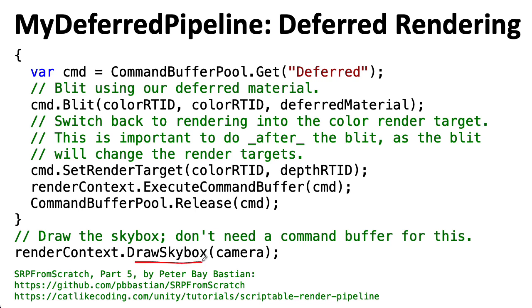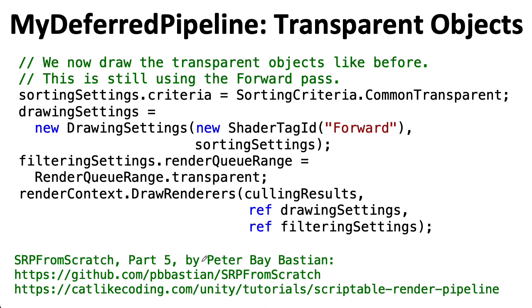Okay, so after drawing the skybox, we want to render the transparent objects. And this is rendered just the same way we rendered transparent objects in the forward rendering demo that we looked at in the previous lecture. The only thing we have here is we want to make sure we're using this forward shader tag.